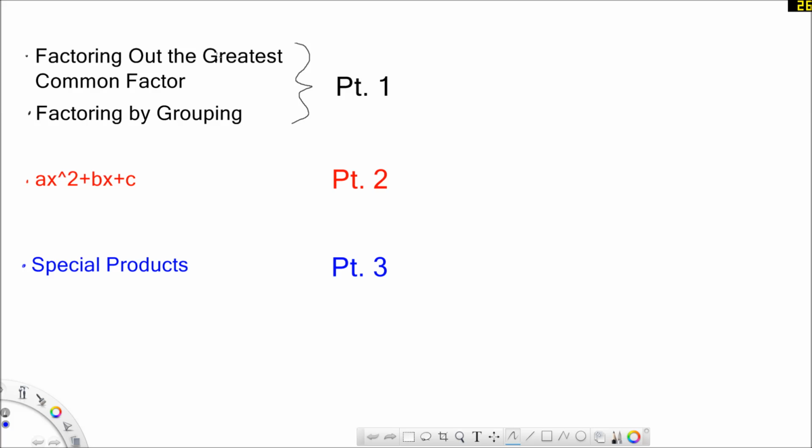Hey guys, this is part 2 of our factoring video. So if you haven't seen part 1 and you don't feel comfortable with factoring out the greatest common factor or factoring by grouping, make sure you look at that.